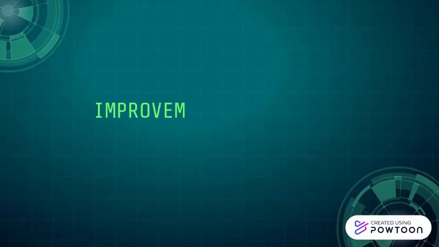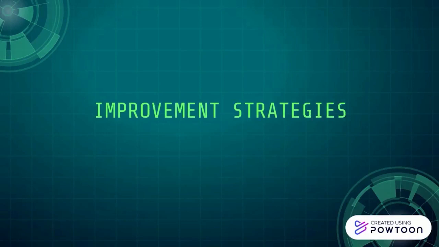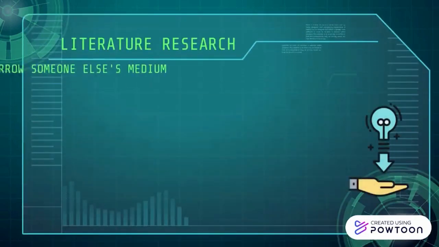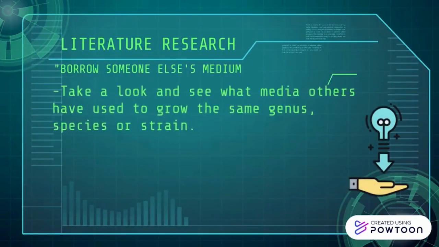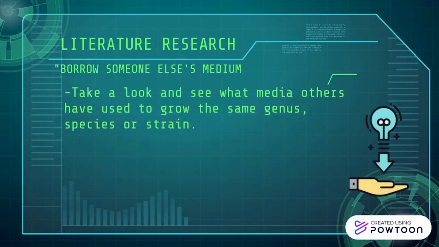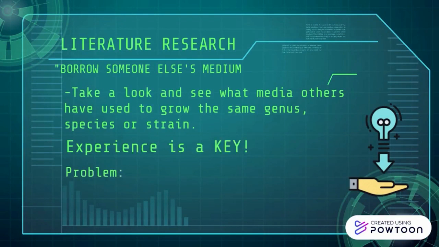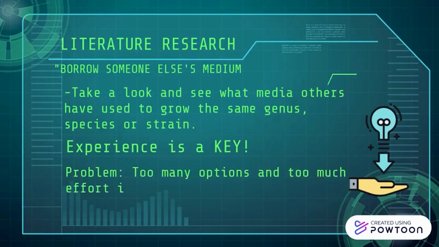Moving on to the improvement strategies. Literature research, which is borrow someone else's medium. Take a look and see what media others have used to grow the same genus, species, or strain. Experience is key. The problem is too many options and too much effort is required.